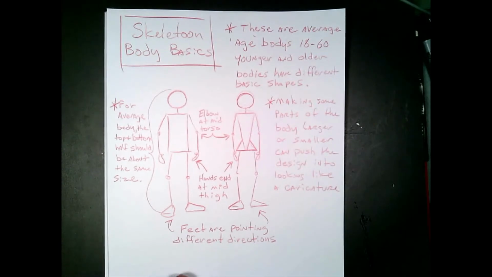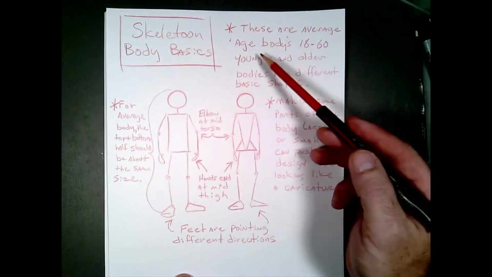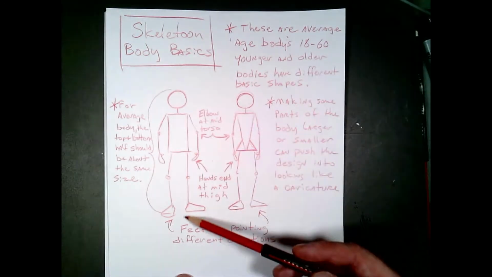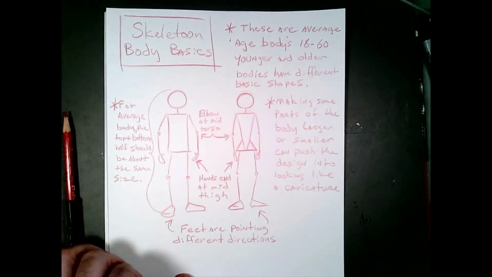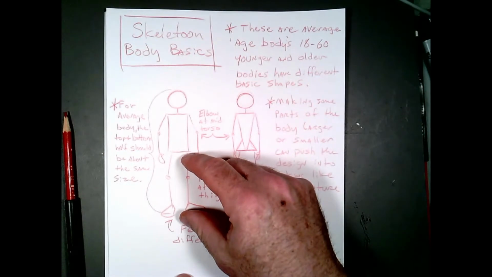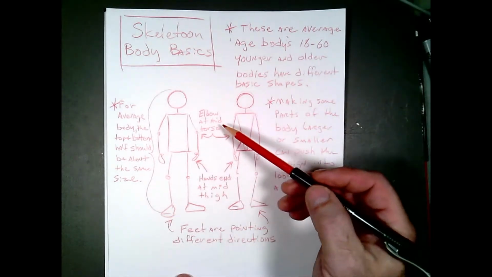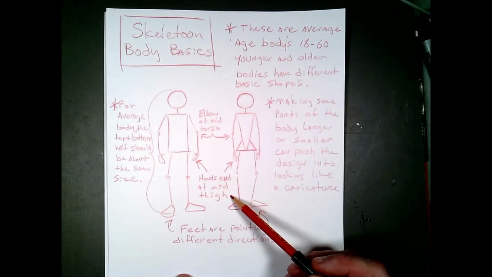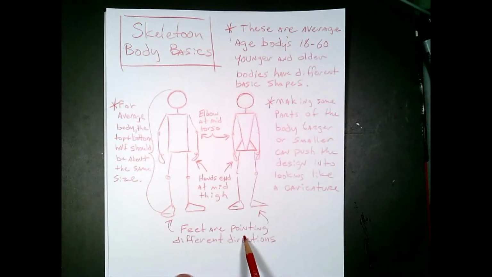With this right here, you notice that I'm looking at skeleton body basics. For these basics, the man and woman, these are average age bodies of 18 to 60 years old. Bodies that are different shapes are much older or much younger. Now you'll notice that for these characters, the top half of the body and the bottom half of the body, being at their average age, are about the same size, top to bottom, for both the male and the female. Also for the average age character, the elbows come in right at mid-torso, the hands end at mid-thigh, and the feet are both pointing in different directions. They're not exactly the same.